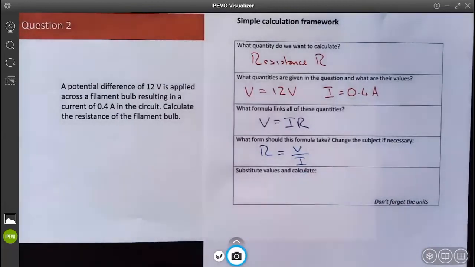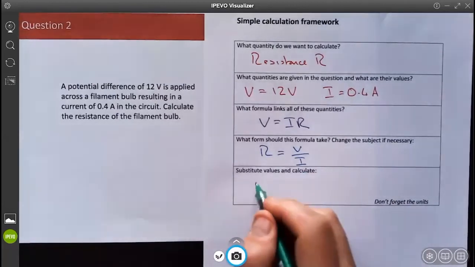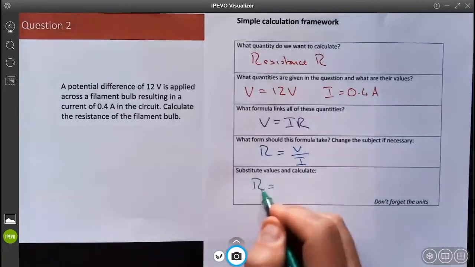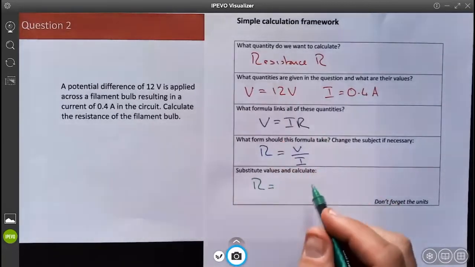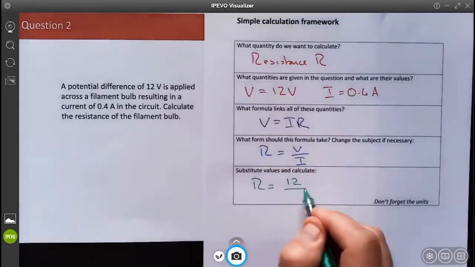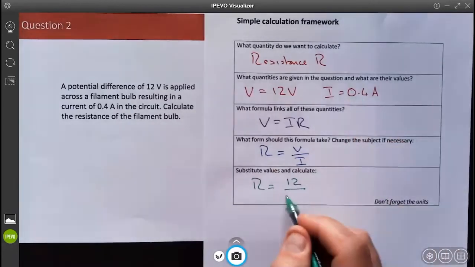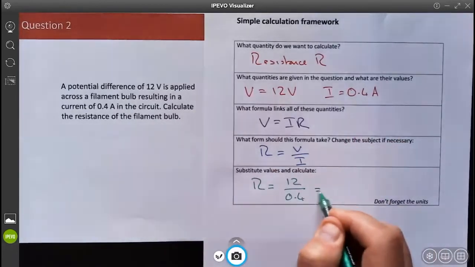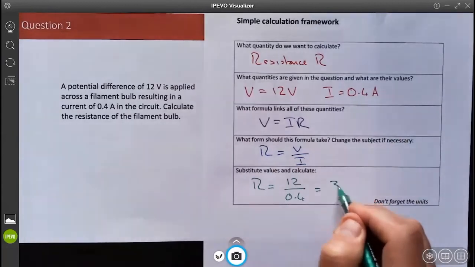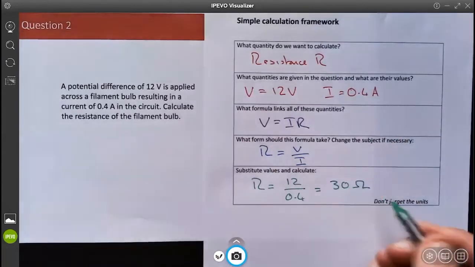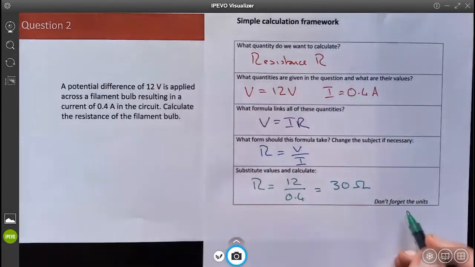And the final stage is to substitute and calculate. So R will equal the potential difference, which is 12, divided by the current, which is 0.4, and that gives us an answer of 30 ohms. And again, don't forget the units.